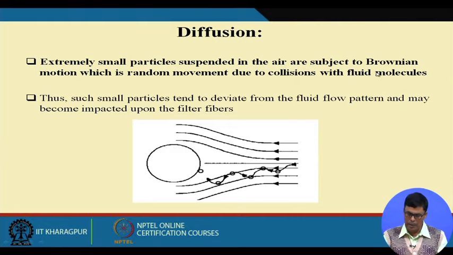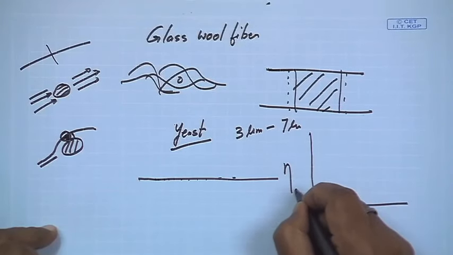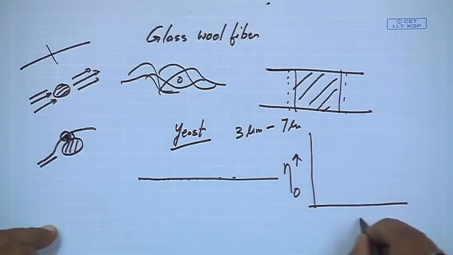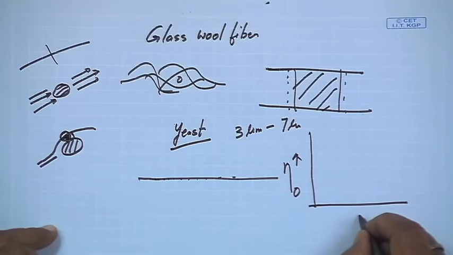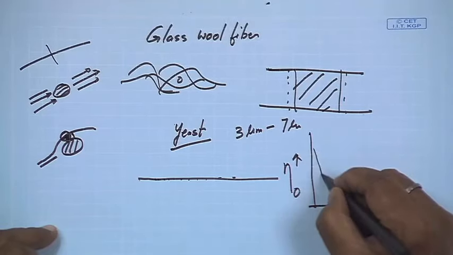So if I want to draw a plot of the overall collection efficiency versus the superficial velocity of the fluid, we can have the plot like this.